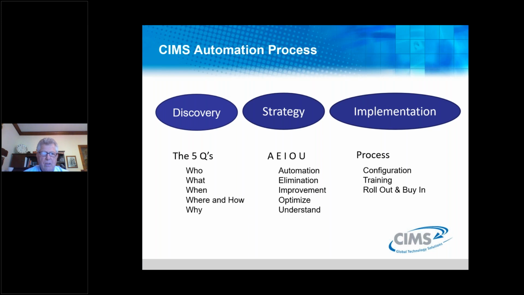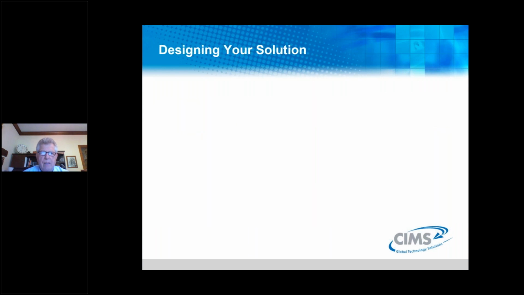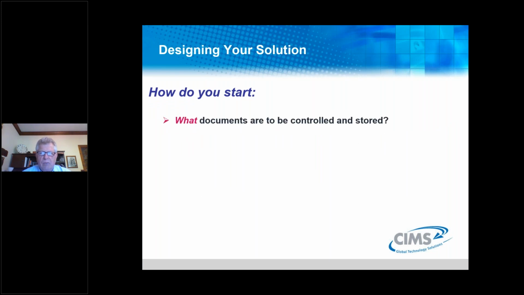Let's go into the 5 Qs here. So designing your solution, how do you start? Well, the first thing, we ask several questions, those questions that we talked about. What documents are to be controlled and stored? That's probably the first most critical piece, is determining what's out there and how you're going to do it. Where is the information located? Where are all those documents found? We're going to cover each of these in more detail.